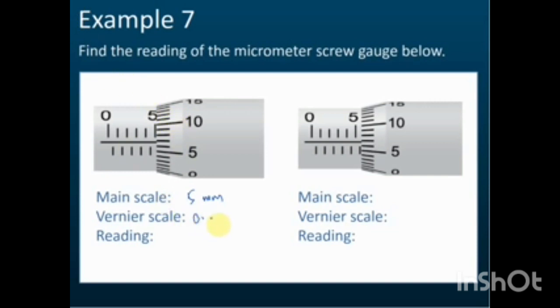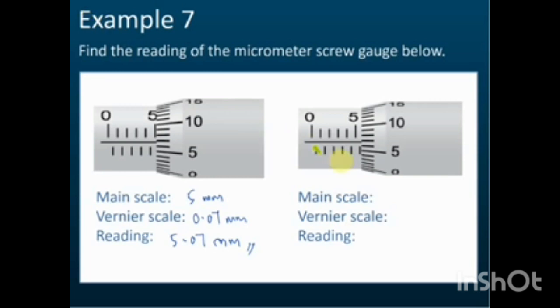Zero point 0.07. Okay. 5, 6, 7. 0.07, not 0.7, 0.07. Okay, so therefore the reading of this micrometer is 5.07 mm.